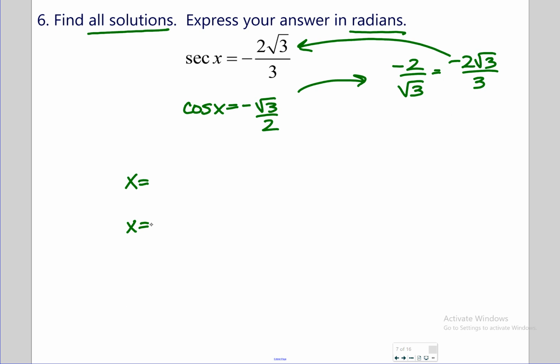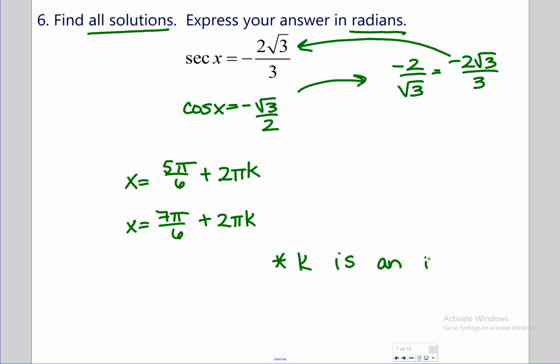What over 6? 5 pi over 6 is one of them. And there's one more. 7 pi over 6 is the other. Now, because it said all solutions, what do I have to attach to these? Plus 2 pi k. And we always use 2 pi except for what 2 functions? Tangent, cotangent. What would I use instead? Just pi k. And then one time somewhere on your paper, what do you need to write about k? K is an integer. Okay, good.